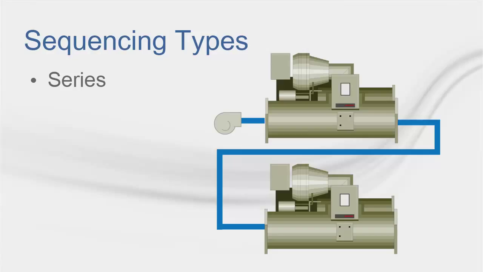Once the lead chiller's capacity has been reached, the next chiller in sequence will be enabled to handle the remaining load. Please note, this configuration does not split the load as in parallel configurations, but maintains the full load on the lead chiller, with the next chiller in sequence only handling the remaining load.